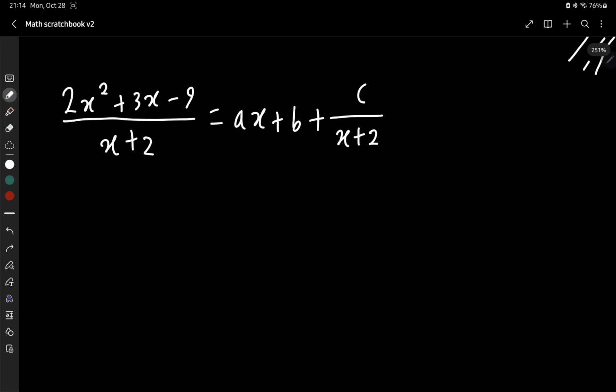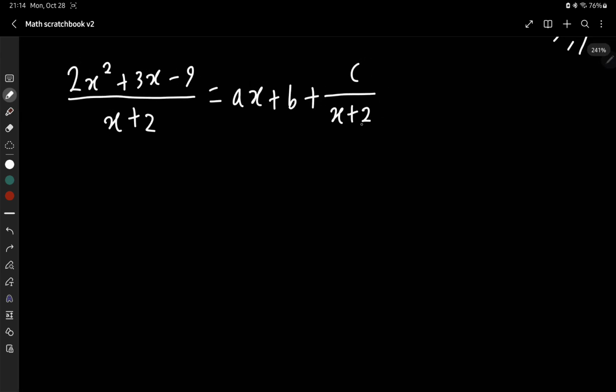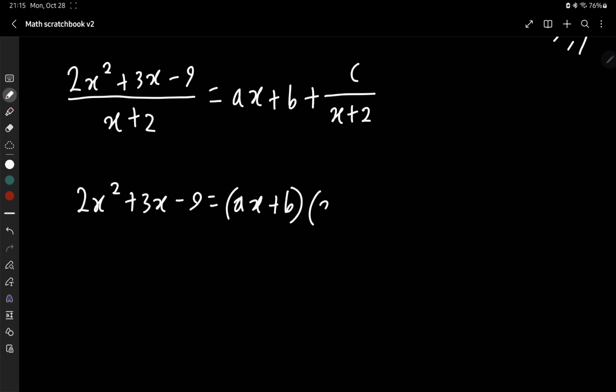And so what I do, and this works in my head, you can do different methods like polynomial long division, etc. But what I like to do is equate coefficients. So this just involves some simple algebraic manipulation. So what I'll do first is multiply everything by x plus 2, so we can get rid of the denominator here. Just multiply it here, and again, get rid of the denominator here. So we get 2x squared plus 3x minus 9 equals (ax plus b)(x plus 2) plus c.